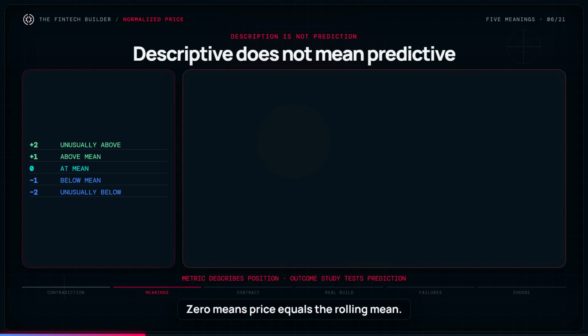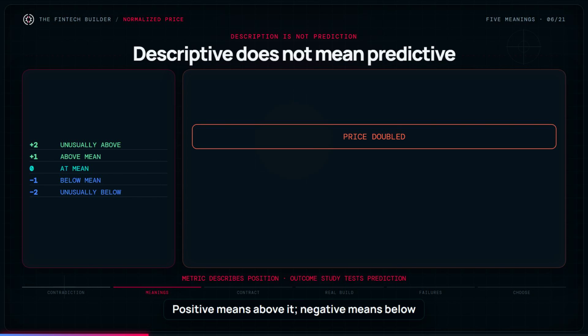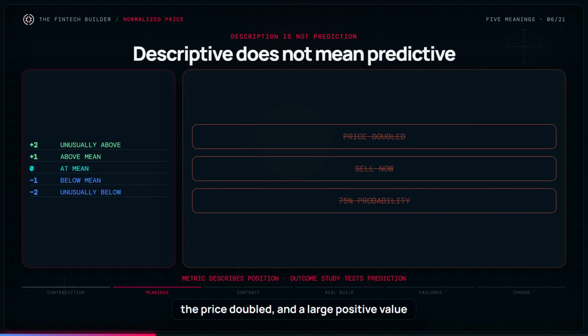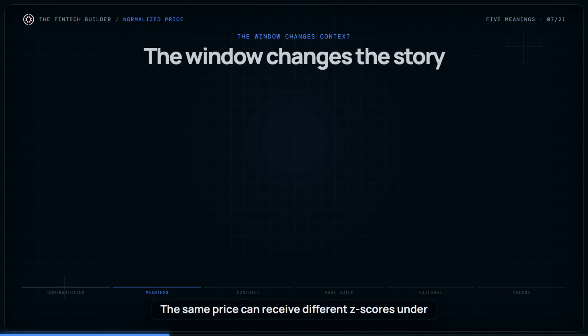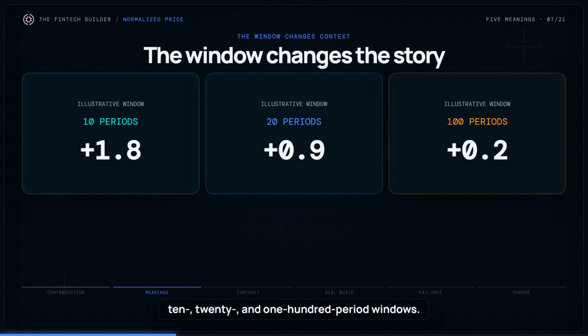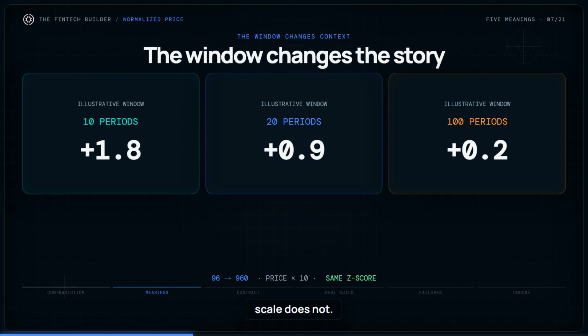Zero means price equals the rolling mean. Positive means above it, negative means below it. But z equals 2 does not mean the price doubled, and a large positive value is not a built-in sell signal. The metric describes position. It does not predict the next candle. Sorry, crystal ball department. The same price can receive different z-scores under 10, 20, and 100 period windows. Yet adding the same constant to every price, or multiplying every price by the same positive factor, leaves the z-score unchanged. The reference window changes the story. The currency scale does not.